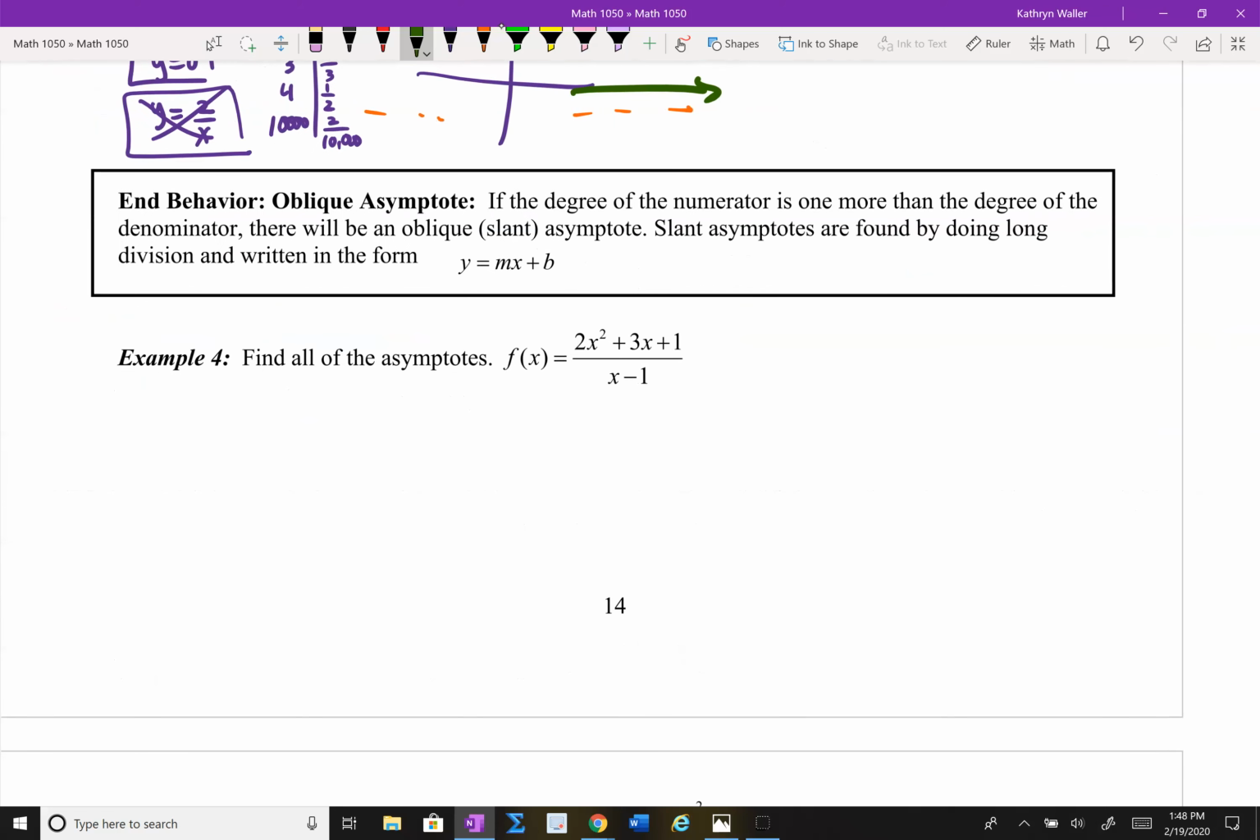Now we're going to find an oblique. Here's how you find an oblique. You do long division. You throw out the remainder. And here's your setup: you put the bottom on the outside and you put the top on the inside.